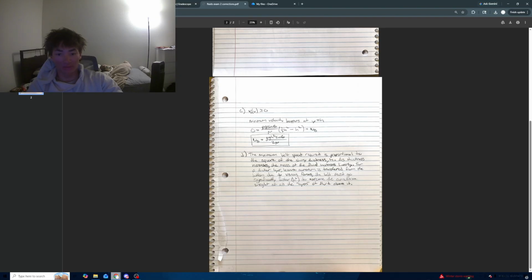And then for part D, it's just a physical explanation, which I said the minimum belt speed required is proportional to the square of the slurry thickness h. As thickness increases, the mass of the fluid increases linearly. For a thicker layer, because momentum is transferred from the bottom due to viscous forces, the belt must go significantly faster, specifically h squared, to overcome the cumulative weight of all the layers of fluid above it.